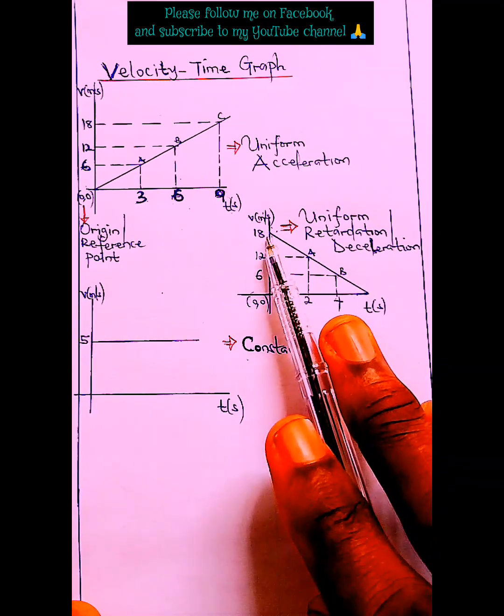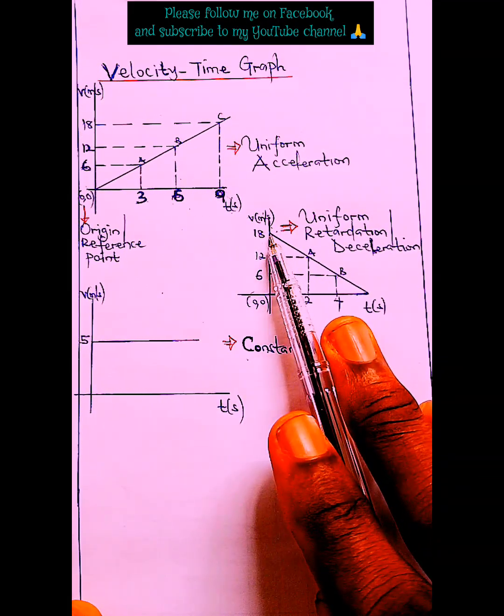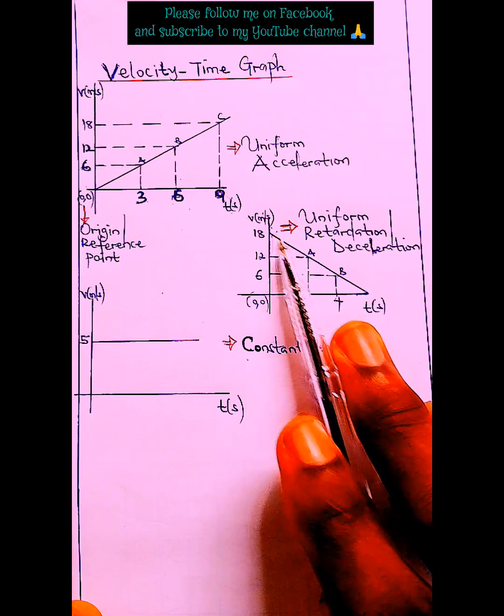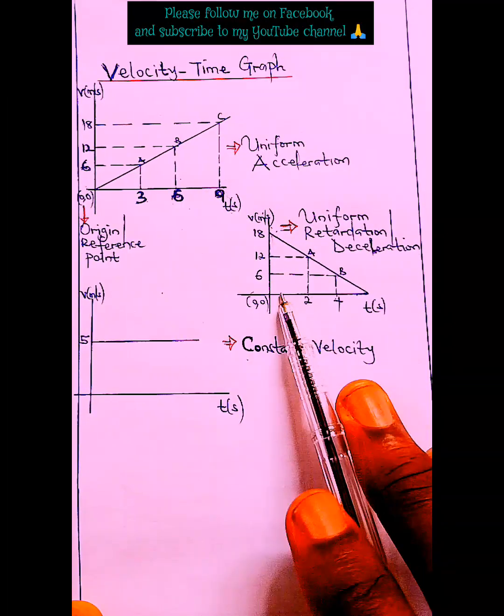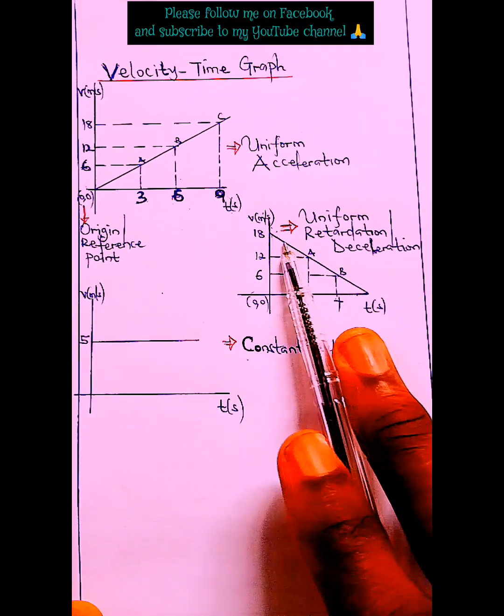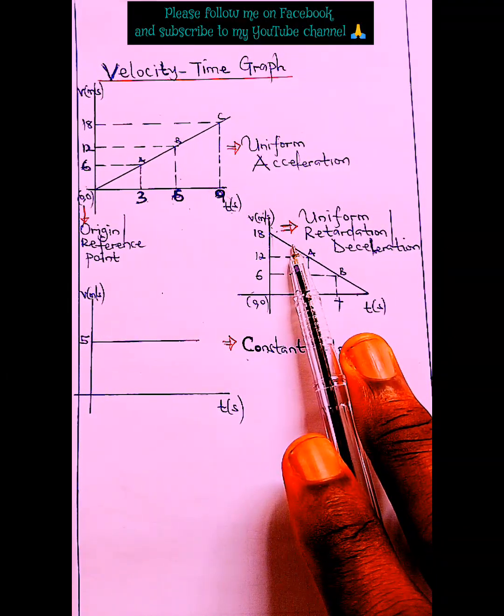As you can see, the velocity of this body was 18 meters per second, and all of a sudden it dropped down to 12 meters per second. Initial velocity 18, final velocity 12 meters per second. That took it 2 seconds. So as you can see, that is deceleration.